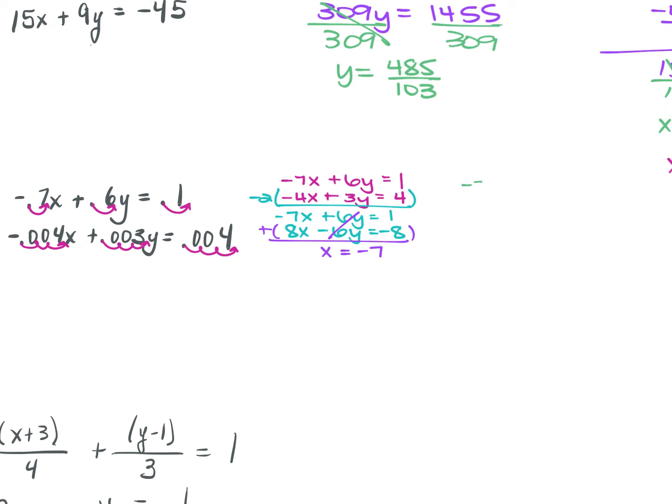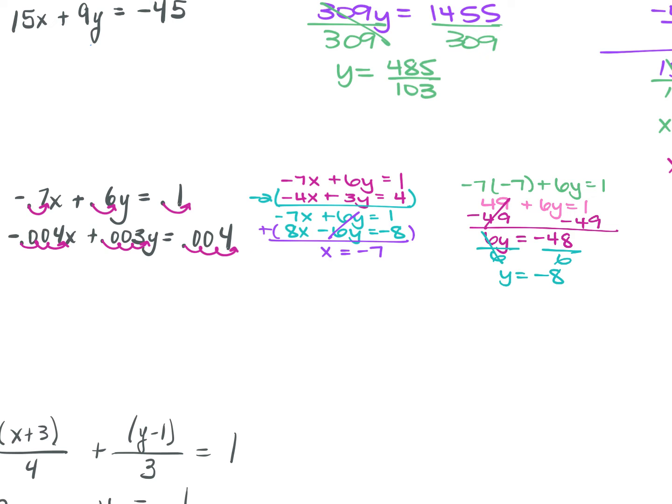So it's going to give us negative 7 times negative 7 plus 6y is equal to 1. Your negative 7 times negative 7 is 49, plus 6y is equal to 1. Subtract your 49 over. So that's 6y is equal to negative 48. Divide each side by the 6, and y is negative 8. So your solution for this one is just negative 7, negative 8.